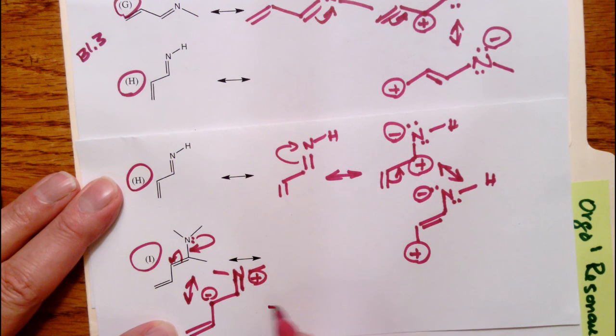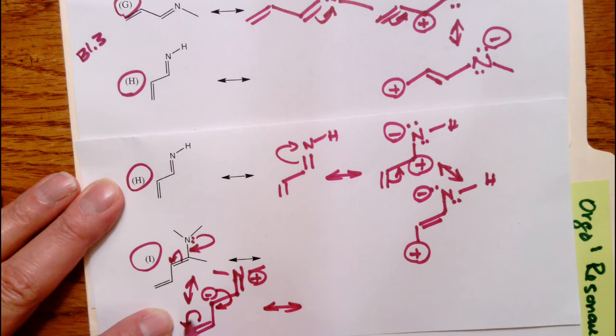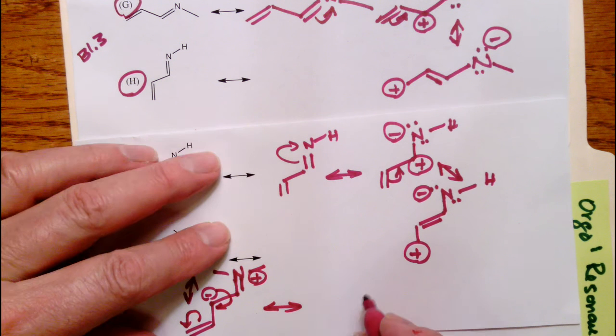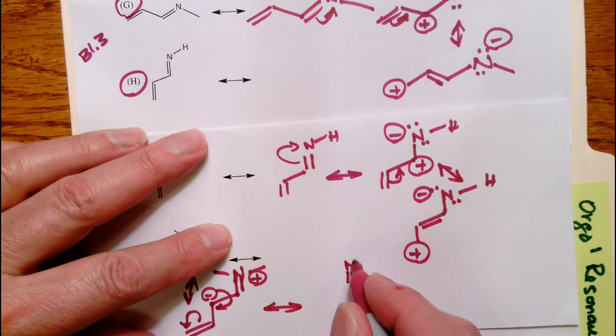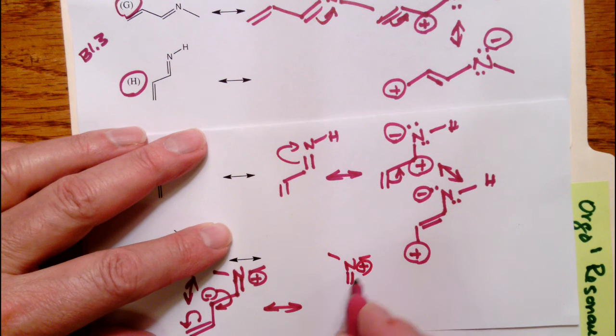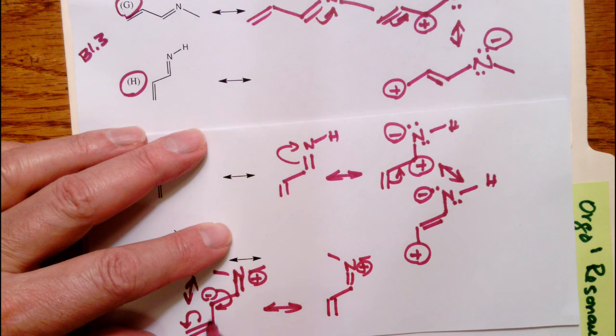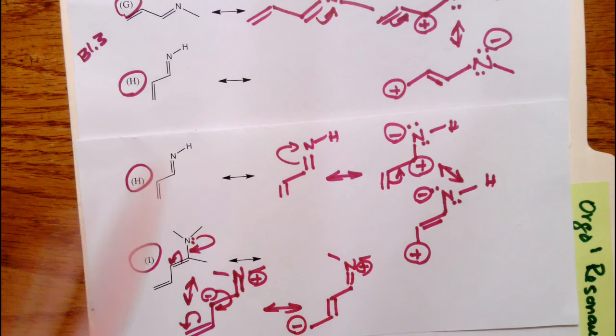Then we have another scenario. We have a pair of electrons here, that's a negative. So we can move it over here and move this over here. The new resonance structure would be N positive, double bond here, remember double bond here, and single bond here, negative here. So these would be the two structures that I can draw.